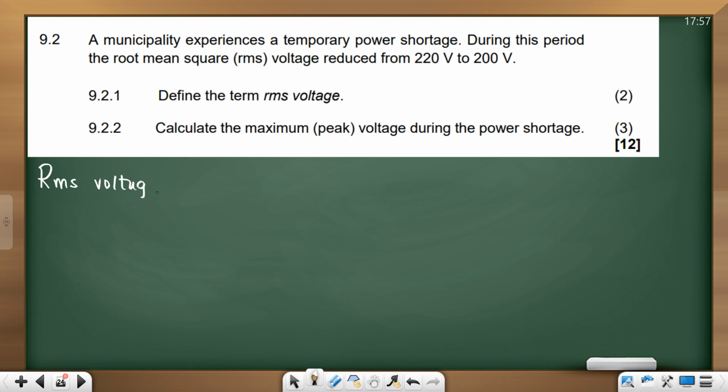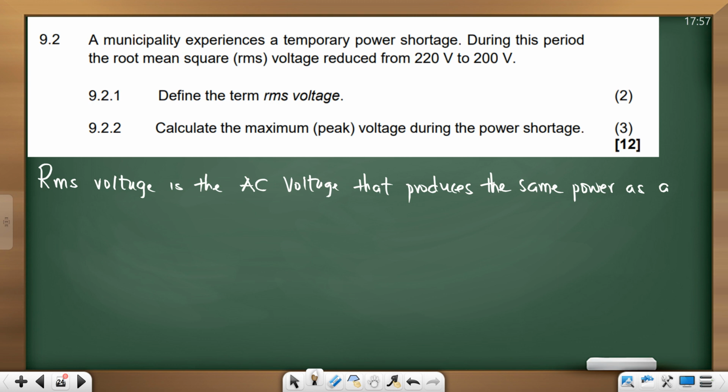RMS voltage is the AC voltage that produces the same power as a DC voltage.